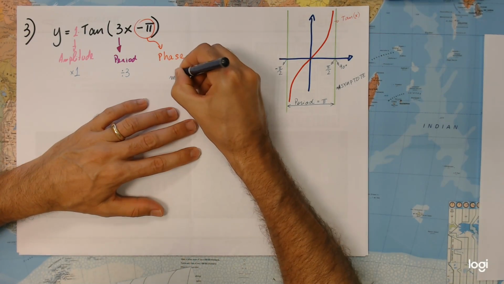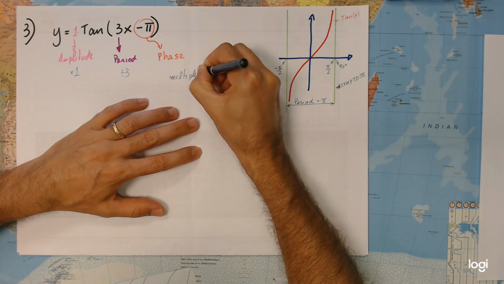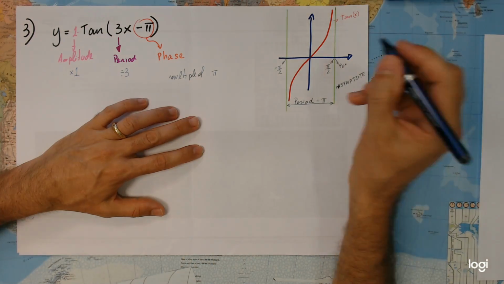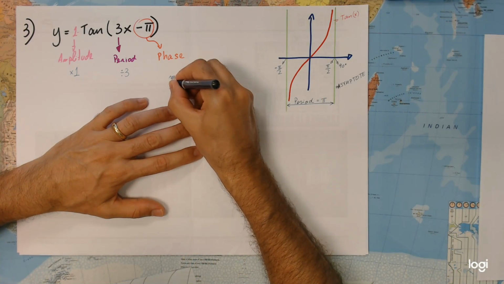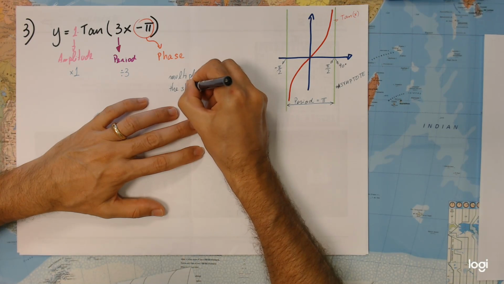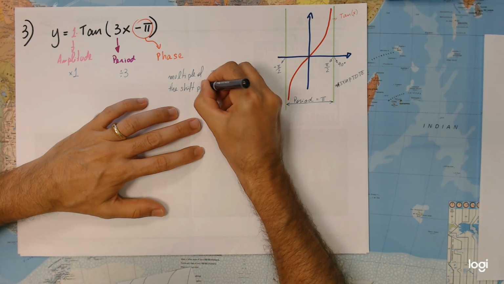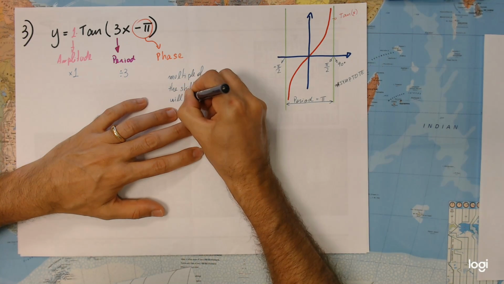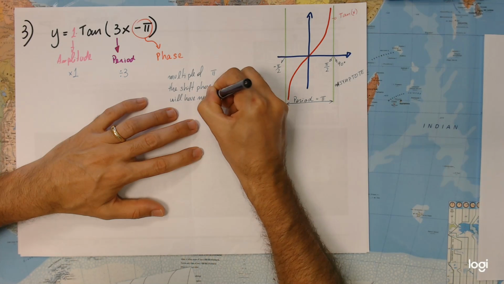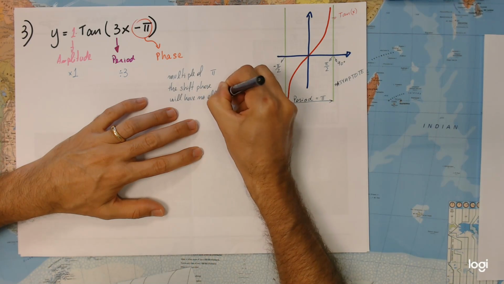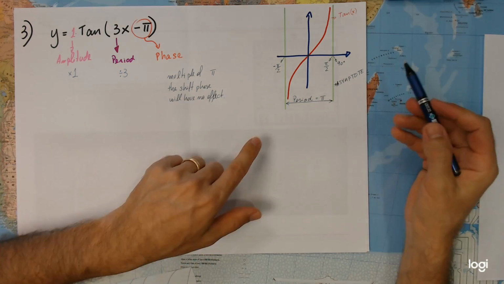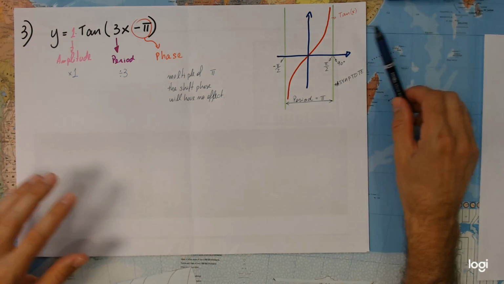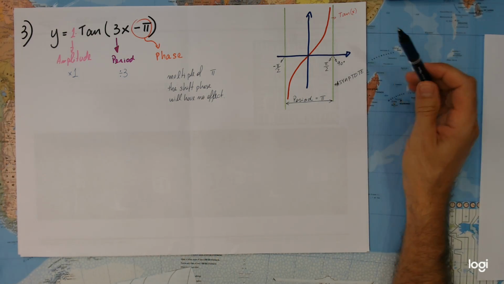any multiple of pi, the phase shift will have no effect, meaning when we just apply a phase shift of pi, we're going to get exactly to the same location.